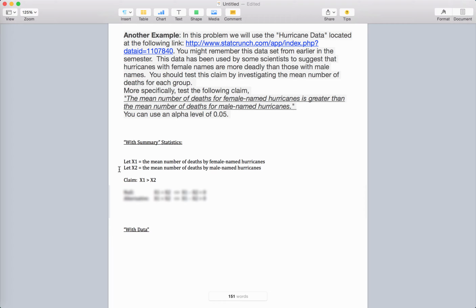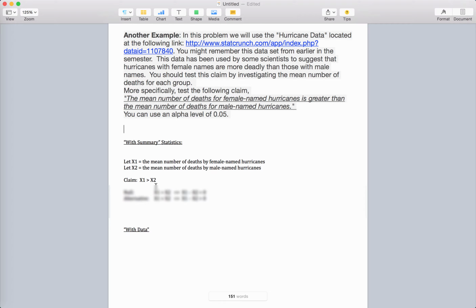The claim that's being made here is that x1 is greater than x2, and that should make sense. x1 is the mean number of deaths by female named hurricanes, and x2 is by the male named hurricanes. So we see that the claim is that x1 is greater than x2.